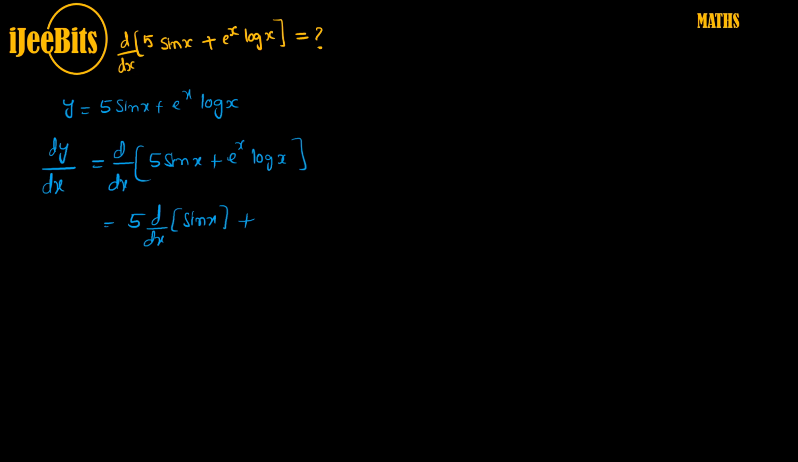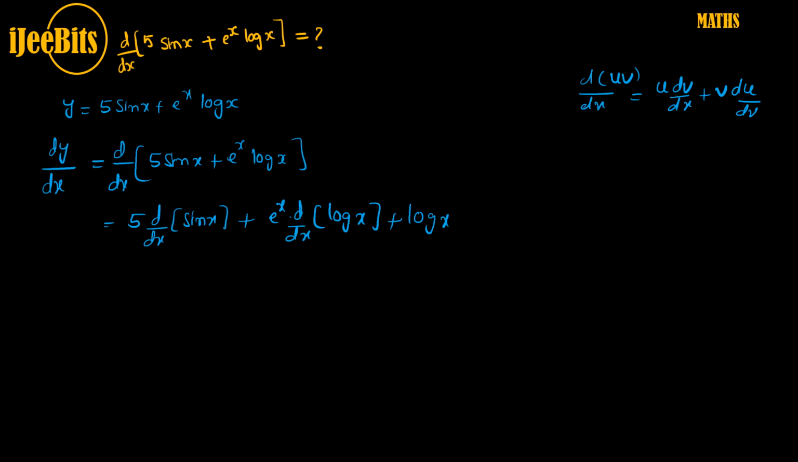So this is uv form. We studied it. d(uv)/dx: you leave the first one, u dv/dx, plus v du/dx. So the same thing applies here. Leave e^x, d/dx of log x, right? Plus leave the log x now and apply differentiation for e^x. This is the expansion.